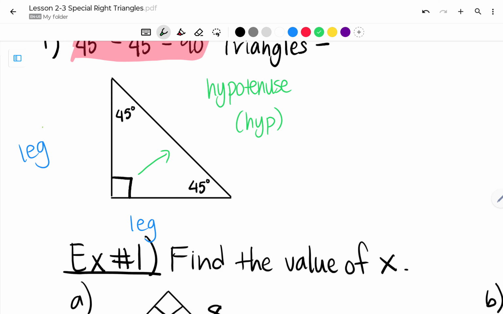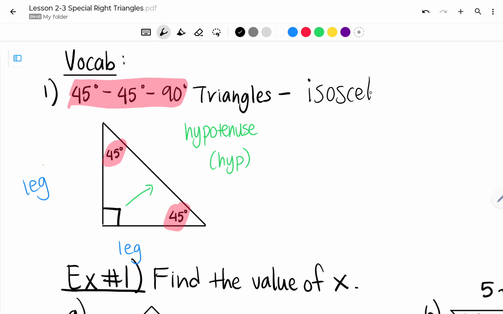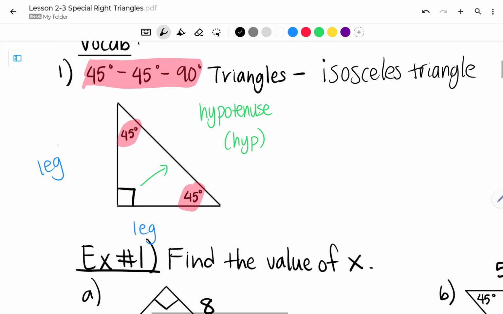Notice how this is a 45, 45, 90 degree triangle, right? These two angles are the same. So that means this triangle is an isosceles triangle. Remember what that means, isosceles triangle. That means the two legs of the triangle are congruent. They're exactly the same. So if this is some number x, this one is also going to be x, okay? And the hypotenuse is always x times square root of 2.